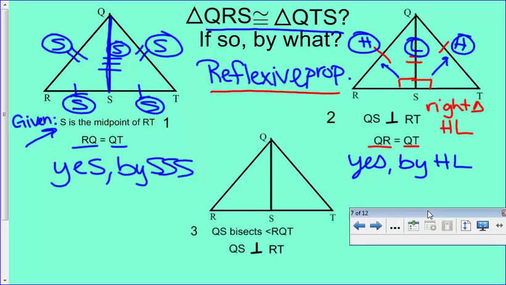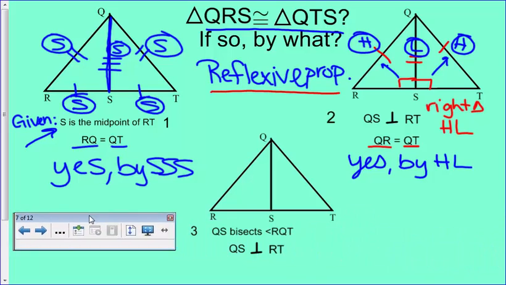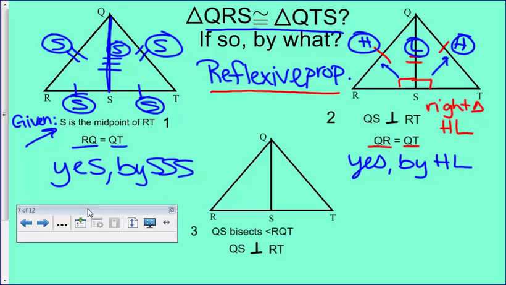So our third and final one, go ahead and pause and see if you can do this on your own and then get the right answer. So QS bisects angle RQT. That means those angles are bisected, those are congruent. It also gives us that these right angles are there because it gives us perpendicular. The last and final thing we're allowed to mark is the reflexive property.